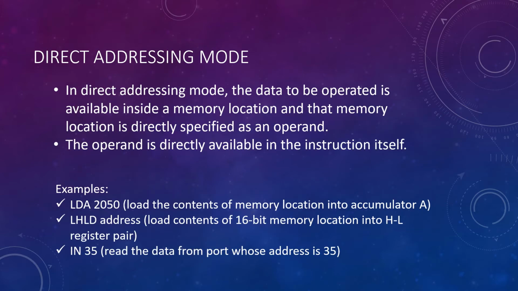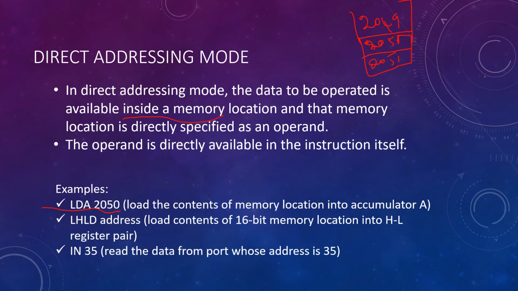Next is direct addressing mode. In direct addressing mode, the data to be operated is available inside a memory location, and that location is directly specified as an operand. So for example, LDA 2050. So we are having some addresses like this. Let 2051 be here, 2050 be here, and 2049 will be here.